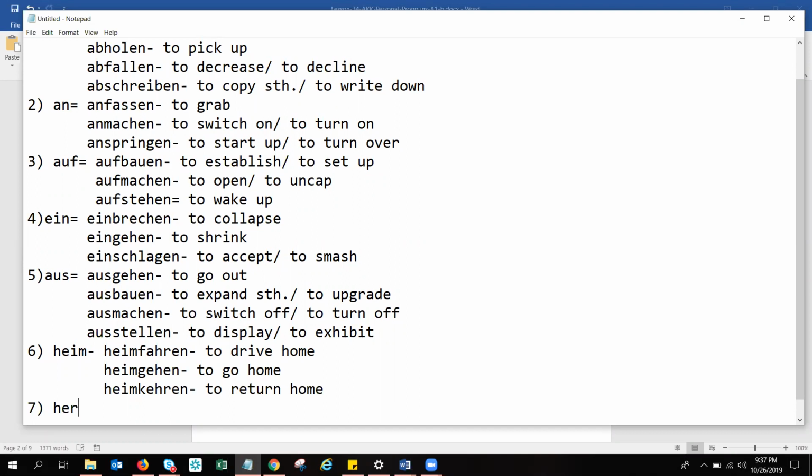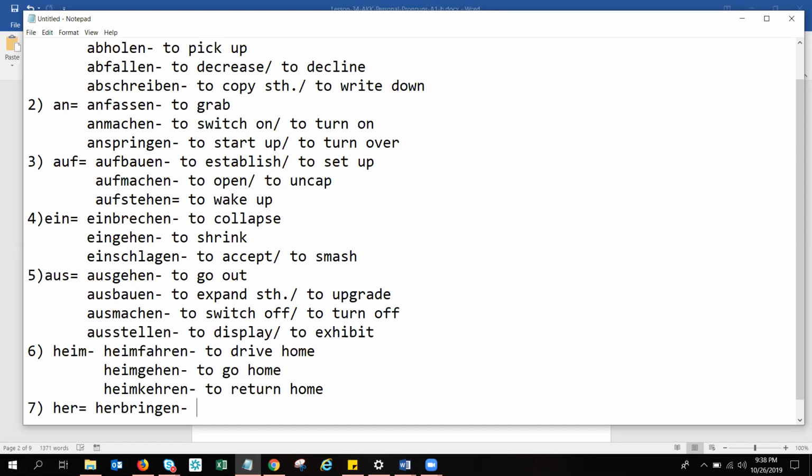If her is at the end of the sentence and it is the first part of the verb, it is a trennbar verb. For example, herbringen. Herbringen is to bring something with. Whenever you are bringing something with, it is herbringen. Mitbringen also has the same meaning, to bring something along with. To bring something with is also herbringen.